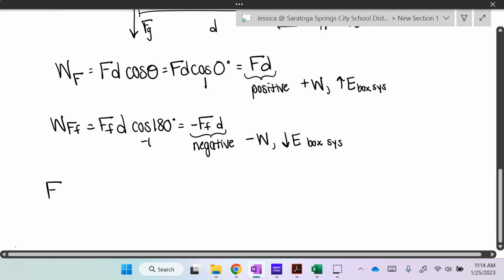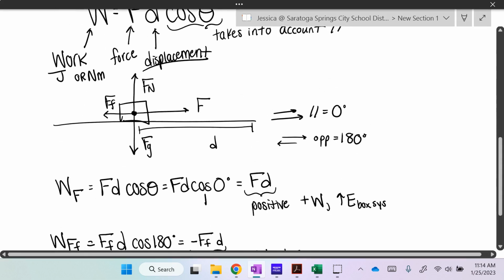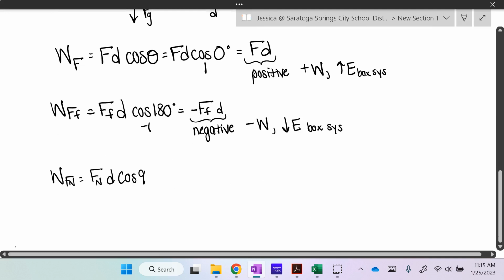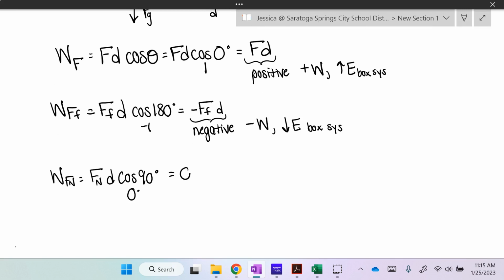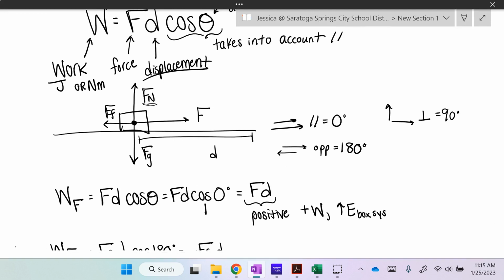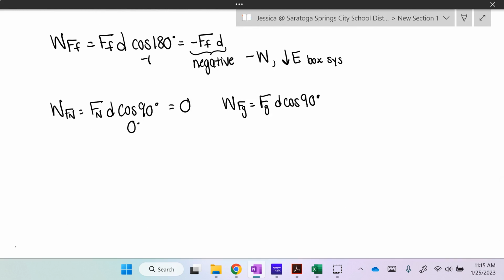Next I have the work done by the normal force. So I have F N D, and the normal force and the displacement are perpendicular, and we know that perpendicular equals 90 degrees. So this is cosine of 90, and the cosine of 90 is 0, so really the normal force does no work. When a force is perpendicular to the displacement, it does no work on that object. This normal force isn't responsible for changing the energy of our box system. Since we're dealing with the box system, we're really dealing with kinetic energy, and the normal force doesn't change the speed at all. So it makes sense that it does no work. Similarly, the work done by the force of gravity would be F G D cosine of 90 in this situation, which would again give us 0 work, so it would not change any energy.